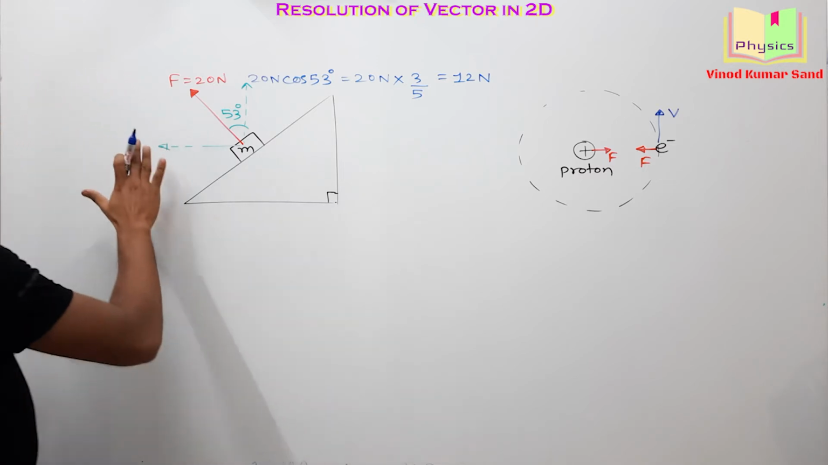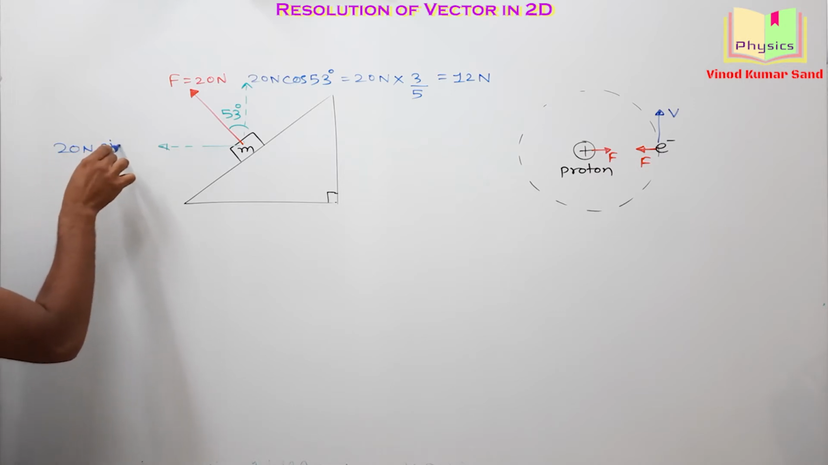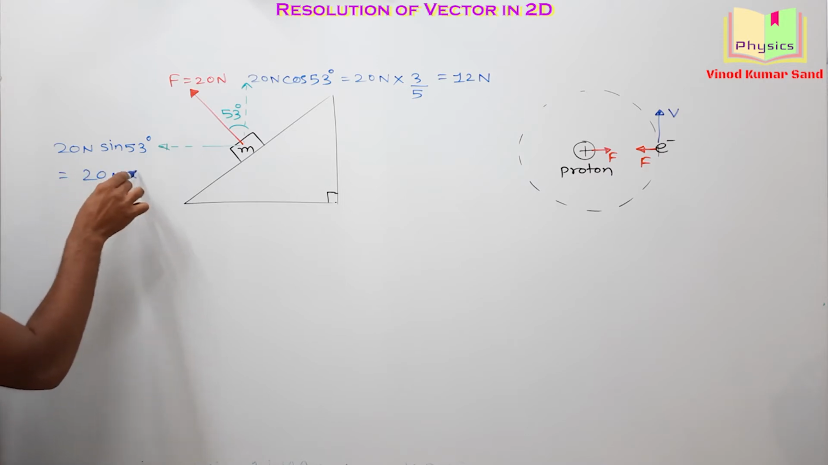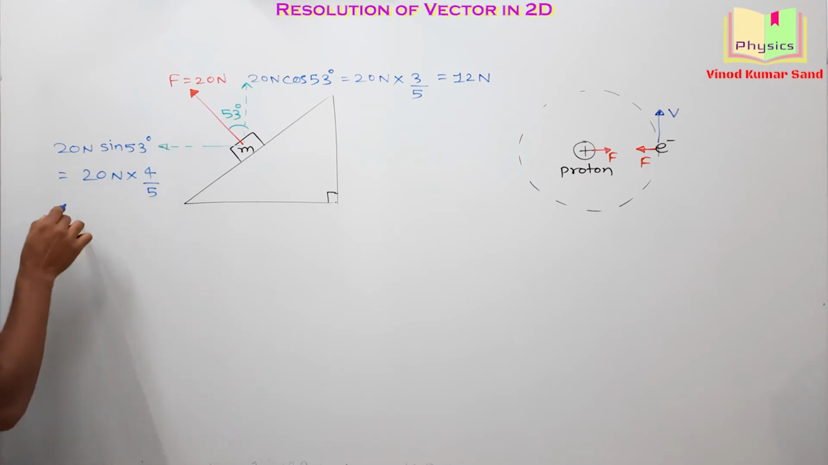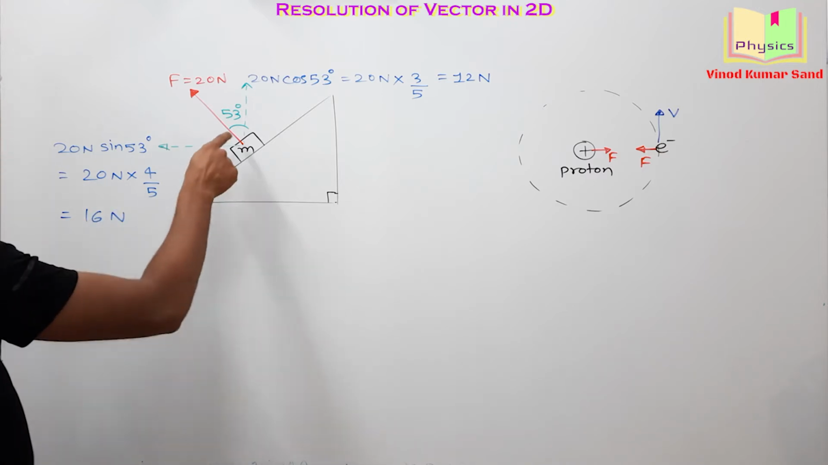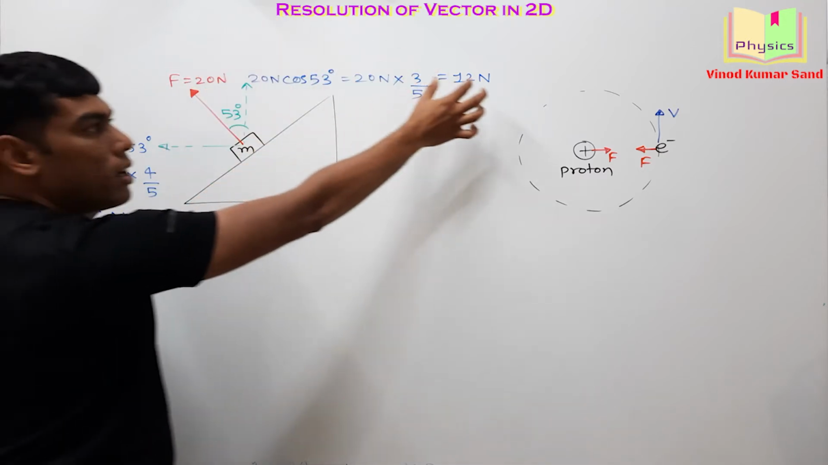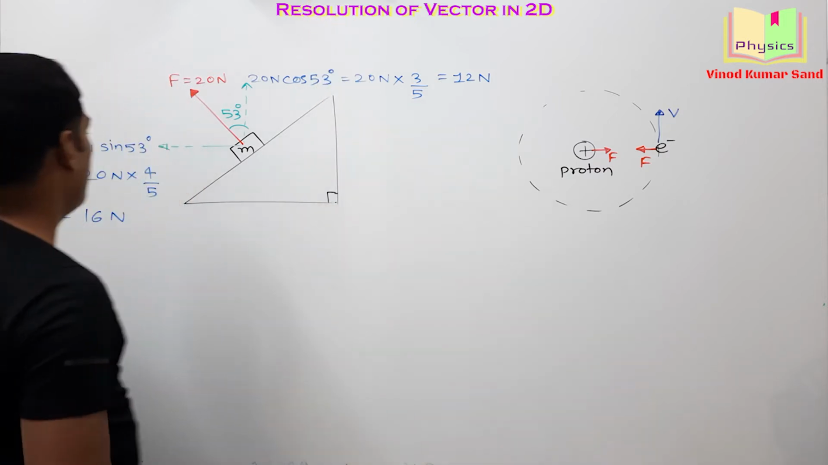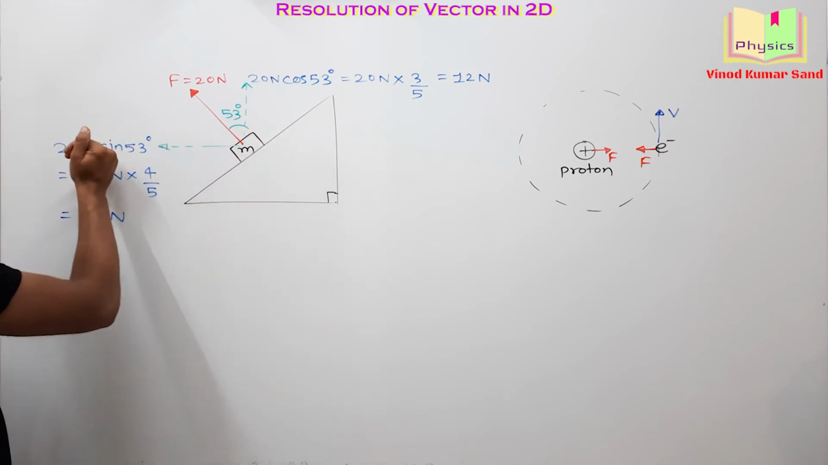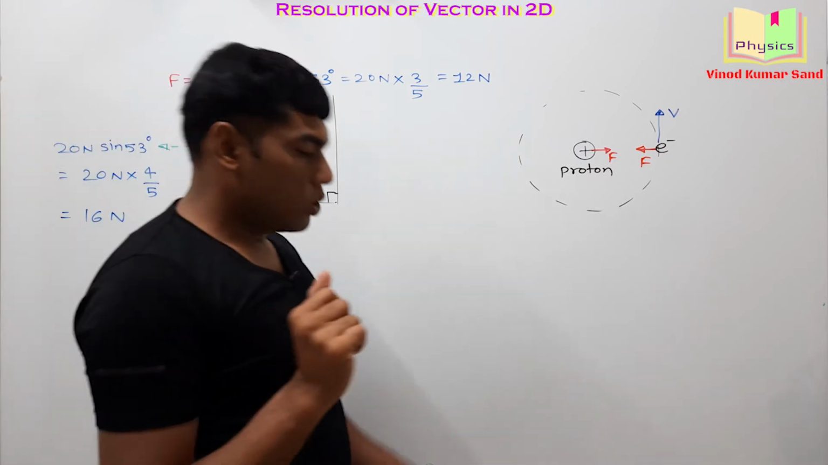Solving for this component, it will be 20 Newton sine of 53 degree, which will be equivalent to 20 Newton into 4 by 5, and it is equivalent to 16 Newton. It means this 20 Newton force will have the effect of 12 Newton along the vertical direction, and it will have an effect of 16 Newton along this horizontal direction. Getting it?